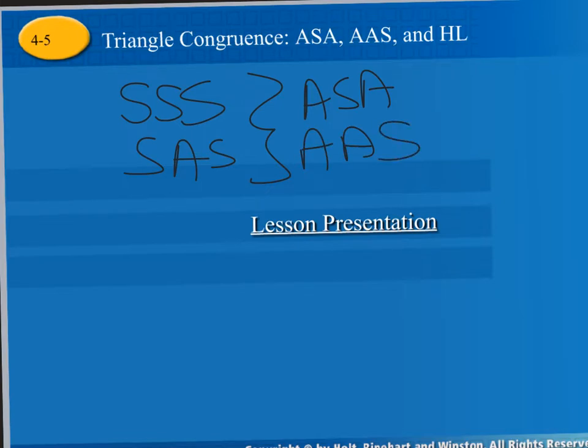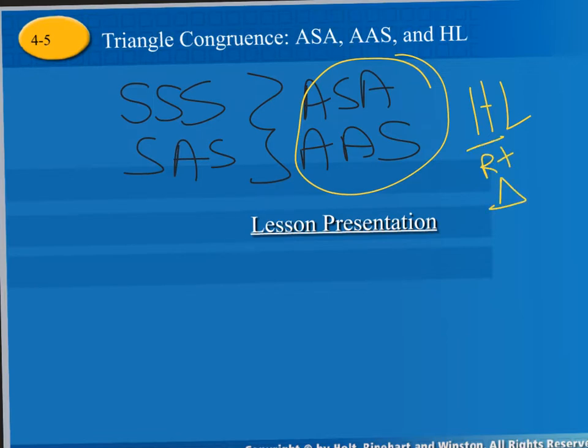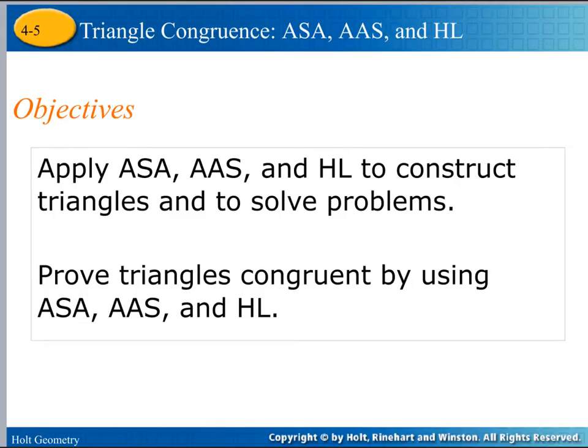So we're going to explore those last two today, angle, angle, side, and angle, side, angle, and also one called hypotenuse, leg, which of course when we talk about hypotenuses, that means it's for a right triangle. So our objective today is to apply those three new postulates, angle, side, angle, angle, angle, side, and hypotenuse, leg, to construct triangles and solve problems, and also to prove triangles are congruent by using those postulates.